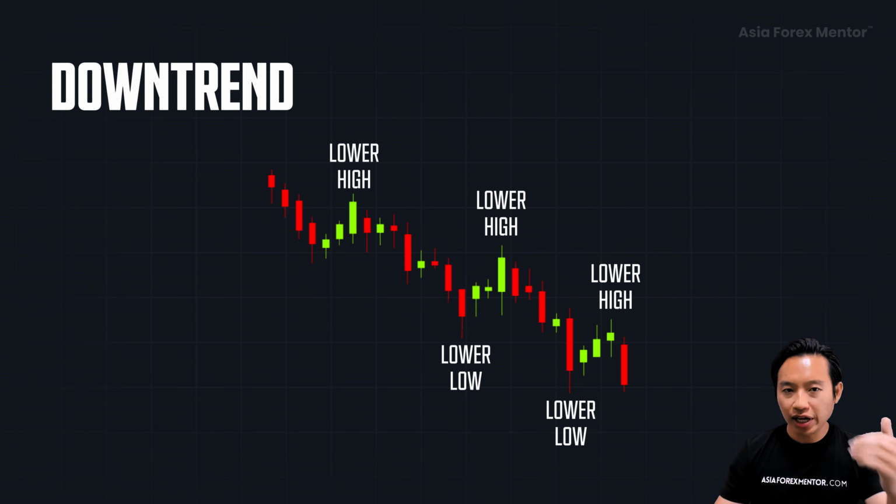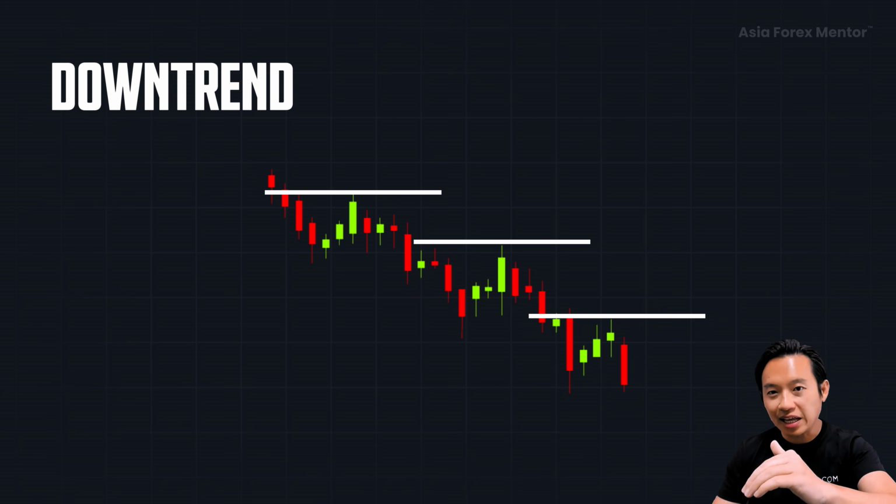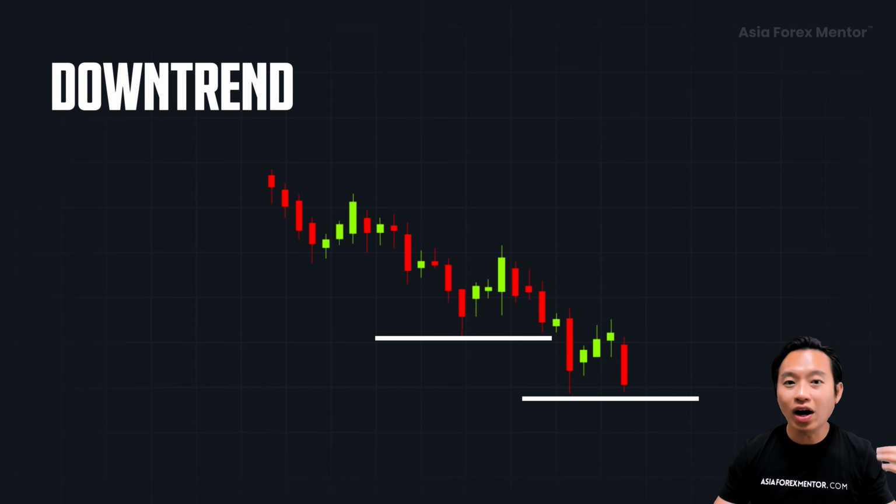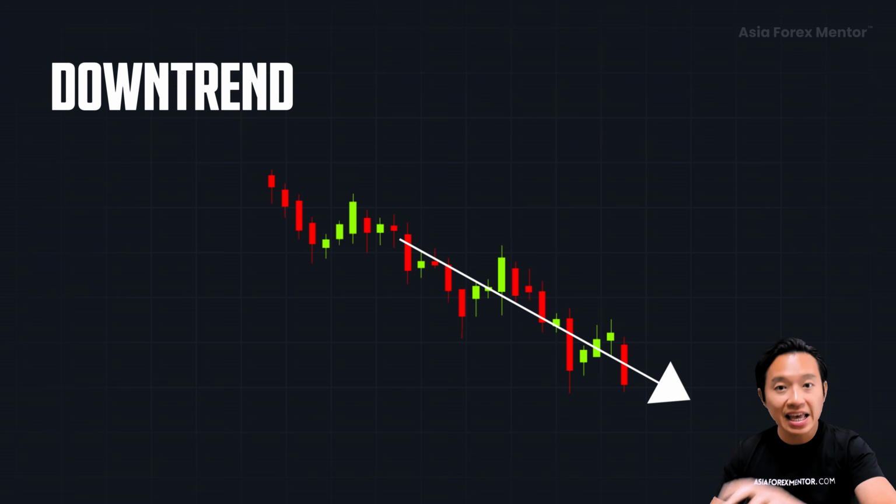If we take a closer look, you will observe that each top is lower than the previous top and each bottom is lower than the last one. So a downtrend will likely persist as long as this pattern continues.